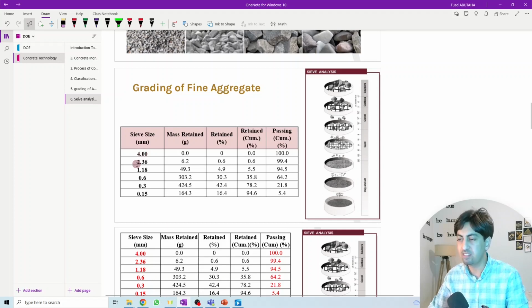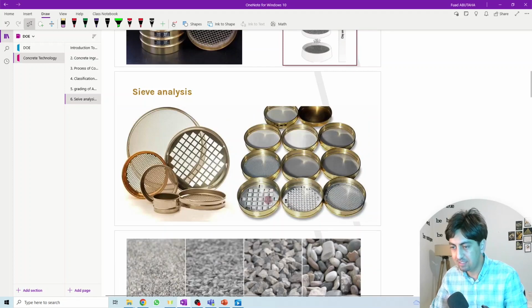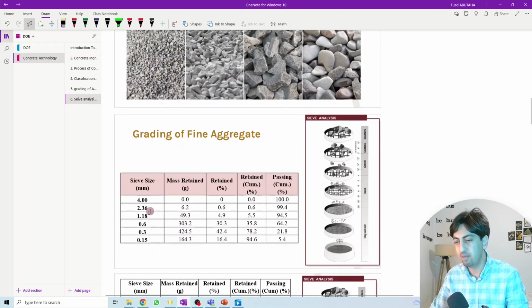Then we'll go with the smaller size sieve, which is 2.36 millimeter. Then the smaller ones: 1.18, 0.6 millimeter, 0.3, 0.15. So what is this number? This is the sieve size, the diameter of the sieve itself. The highest one is 4 millimeter, then we go with the lower ones, 2.36 millimeter, 1.18 millimeter, 0.6, etc.